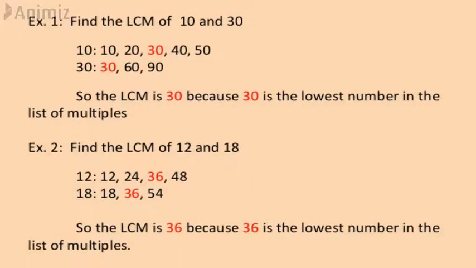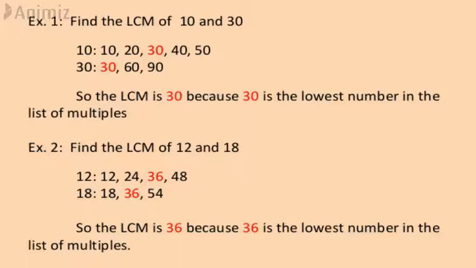Students, let's see two more examples in this method to make you very clear. See the first example, what they have given. Find the LCM of 10 and 30. First, you have to write the multiples of 10. What are the multiples of 10? 10, 20, 30, 40, 50 and so on. And then multiples of 30 are 30, 60, 90 and so on. Here you can see the least common multiple is 30. So the LCM of 10 and 30 is 30 because 30 is the lowest number in the list of common multiples.